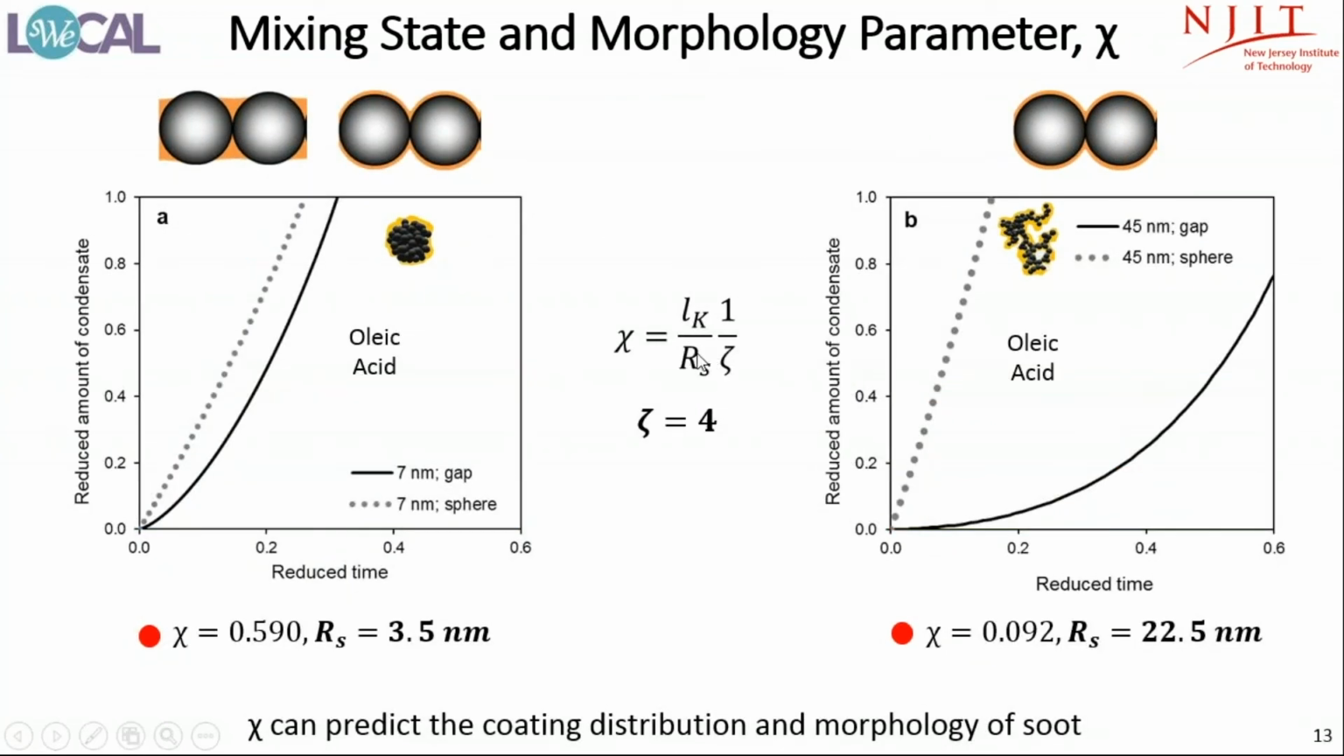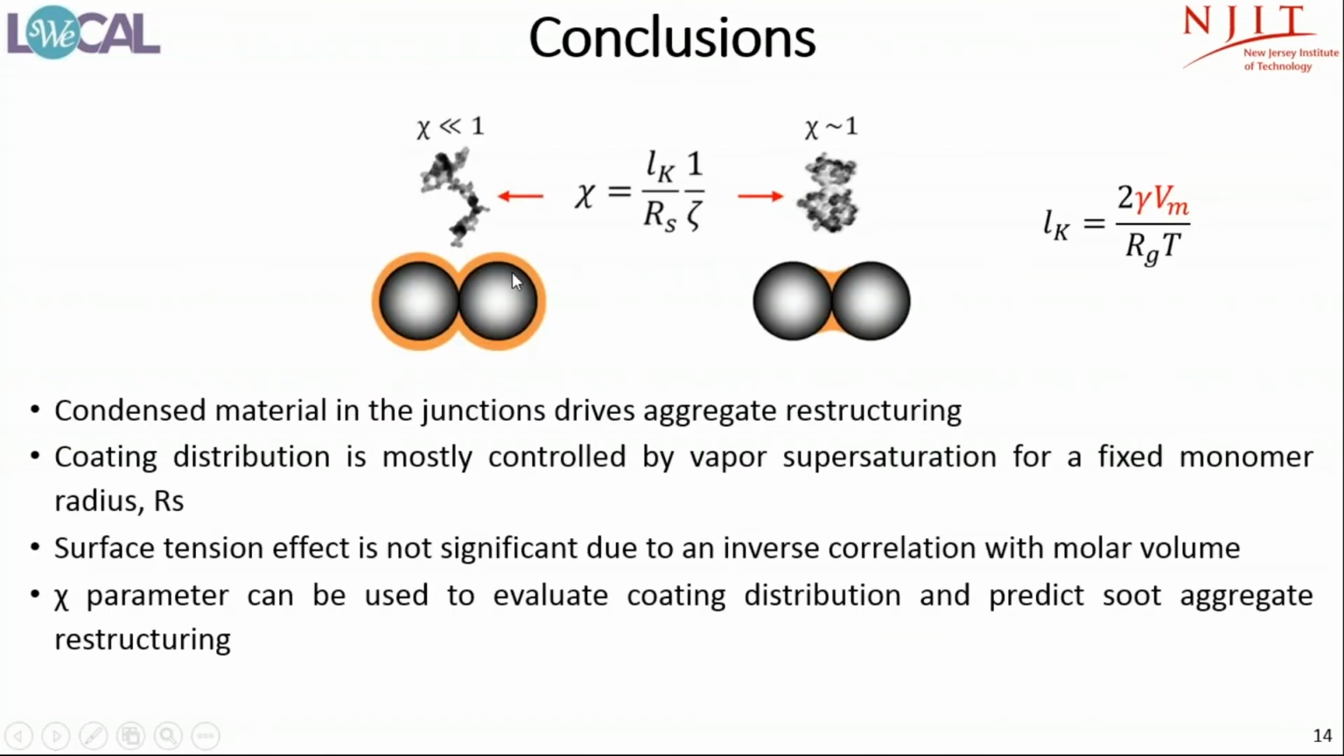If we vary the radius of the primary sphere and keep our vapor supersaturation constant, we also get very similar results. Basically, we know what kind of distribution we have, and we know whether the aggregates will collapse or not. So in conclusion, what actually causes the particles to collapse is whether we have material present in the junctions. And this distribution of the coating is controlled by how volatile the material is, which is a function of the vapor supersaturation.